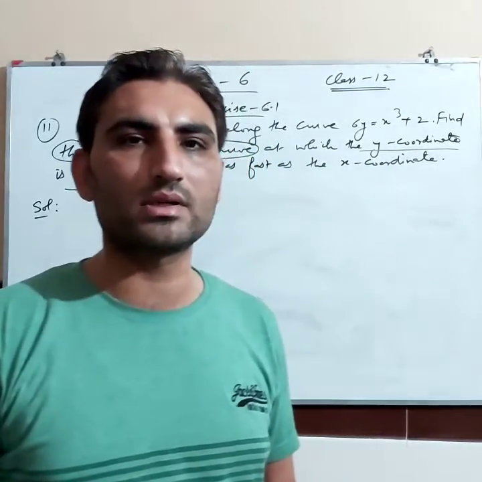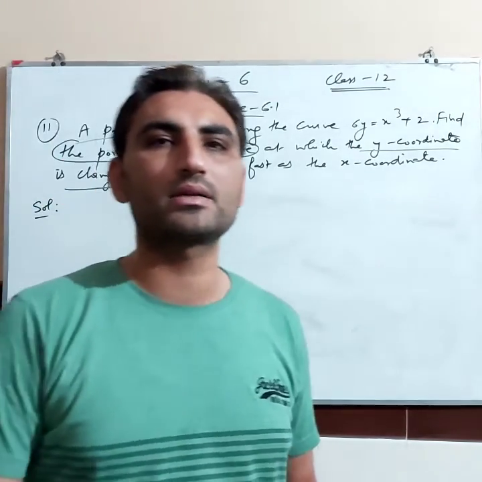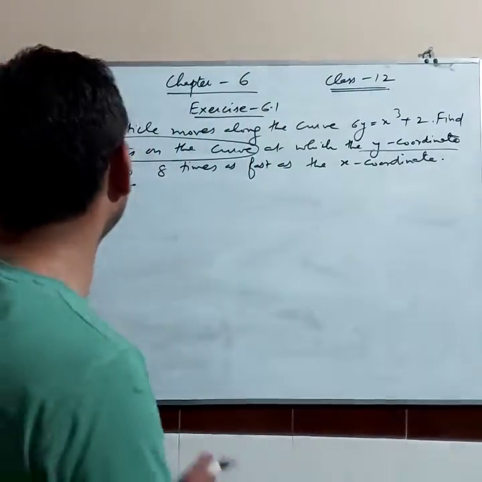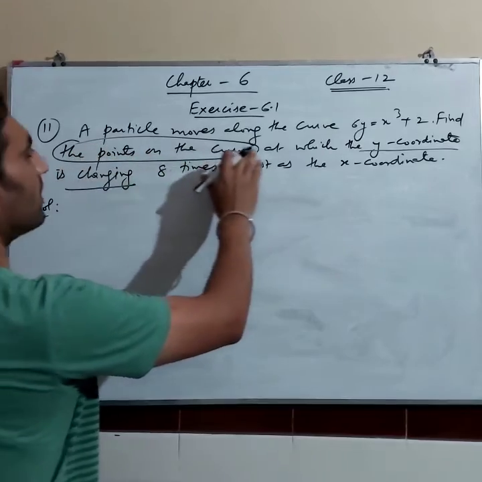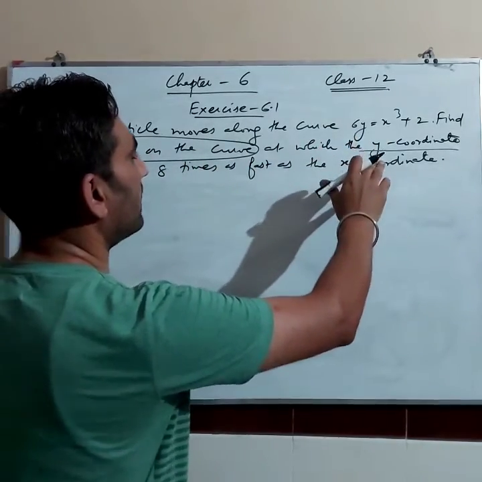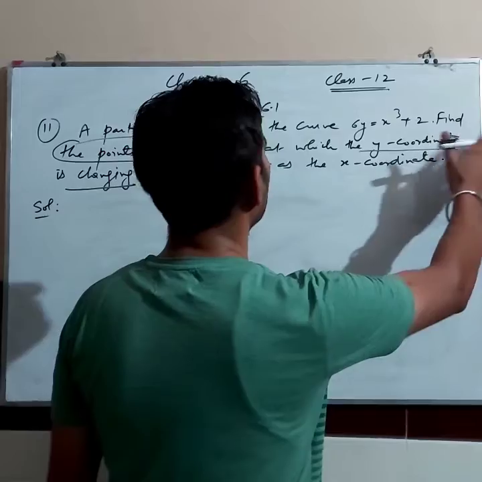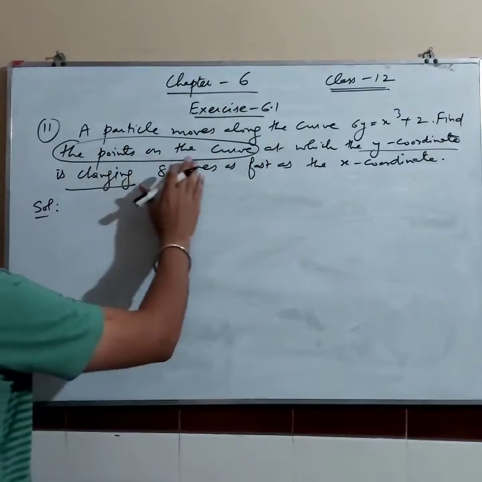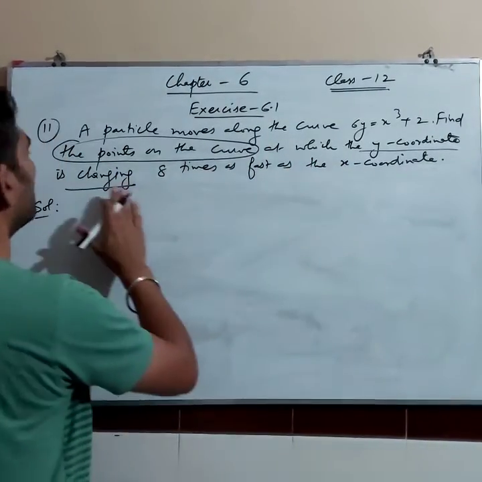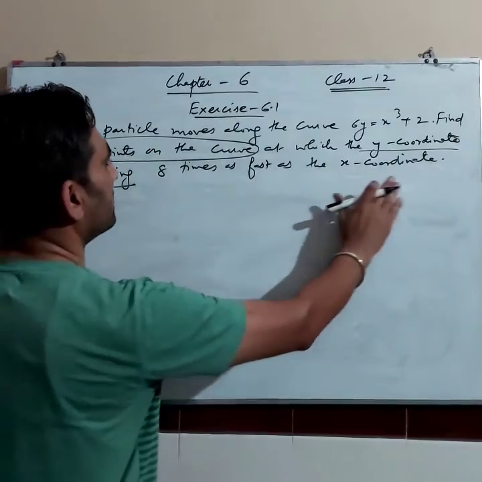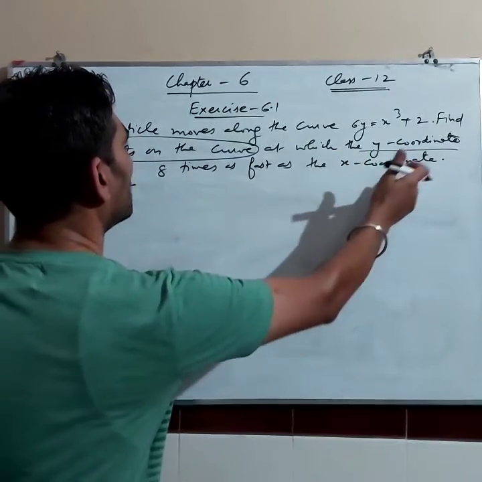Let's start our next question, number 11 of class 12, exercise 6.1. A particle moves along the curve 6y equal to x cube plus 2. Find the points on the curve at which the y coordinate is changing 8 times as fast as the x coordinate. So I am writing the last line first.